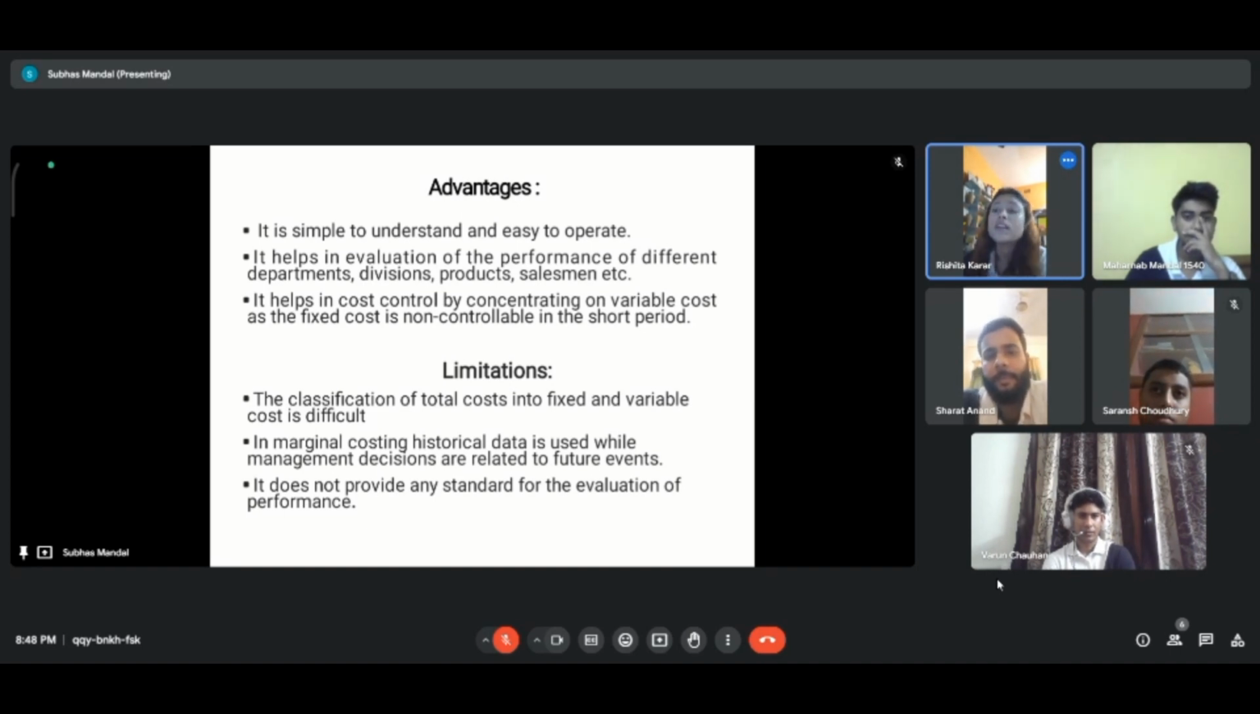What are the limitations? The classification of total cost into fixed and variable cost is very difficult. In marginal costing, historical data is used while management decisions are always related to future events. It does not provide any standard for evaluation of performance.